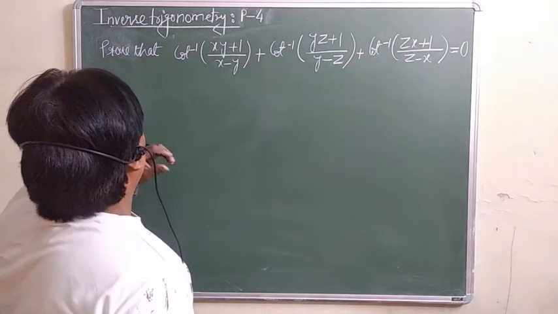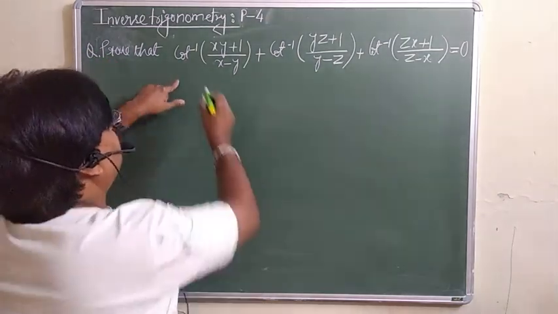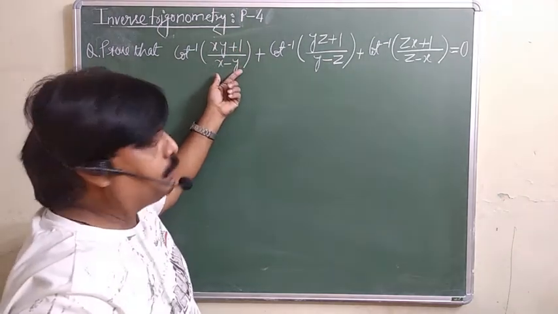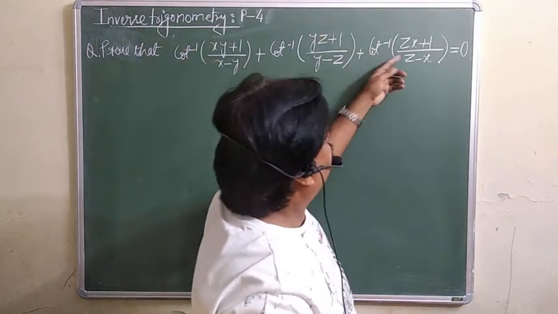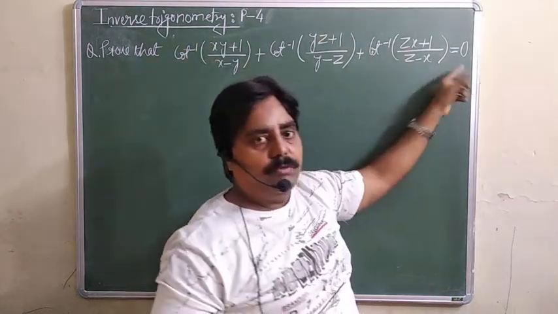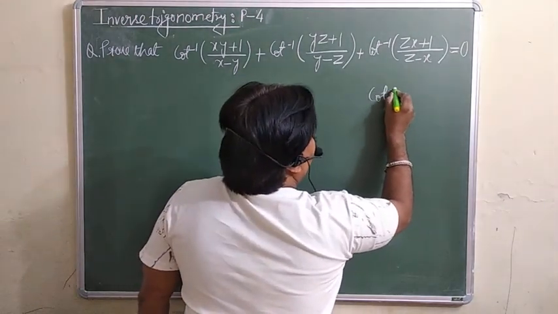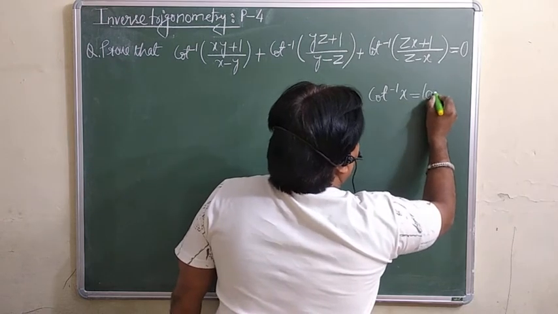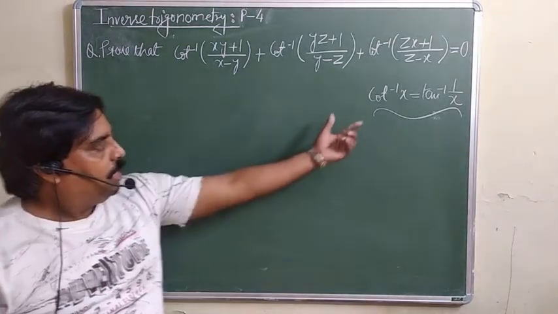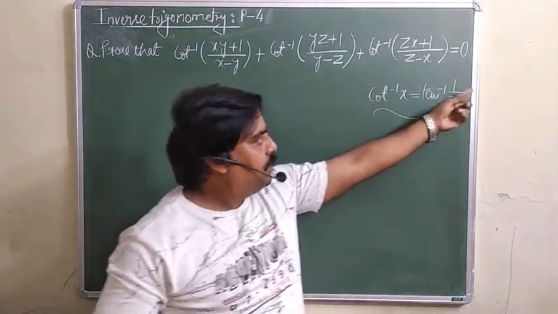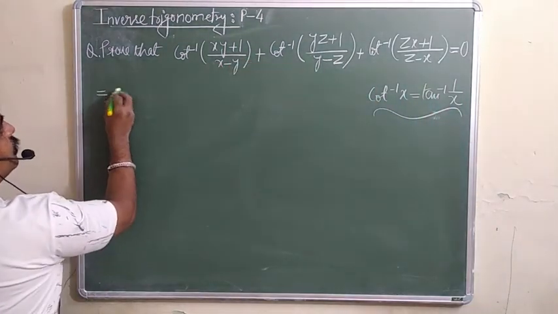Yes. Now the question is, prove that cot inverse of (xy plus 1) over (x minus y), plus cot inverse of (yz plus 1) over (y minus z), plus cot inverse of (zx plus 1) over (z minus x) is equal to 0. See, it's very simple. We will apply only one formula, because we know that cot inverse x is equal to tan inverse 1 over x. That we are supposed to apply here, and then you will see the question is quite easy.